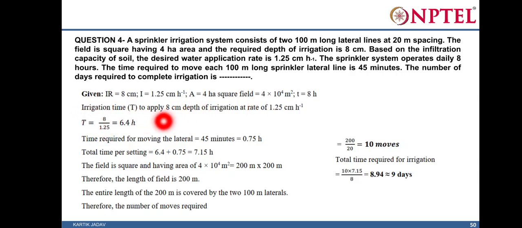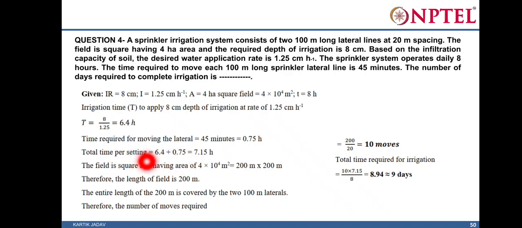Now irrigation time, so simply irrigation requirement 8 divided by 1.25, okay, that is the application rate. So total time is 6.4 hour required. So time required for moving the lateral is 45 minutes. So total time per setting is 6.4 plus 0.75 hour. So it is 7.15 hour.